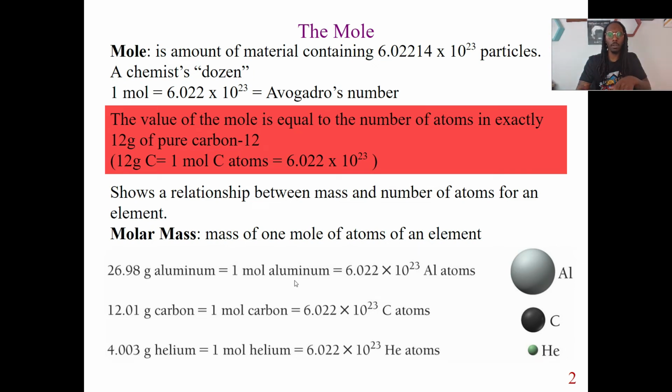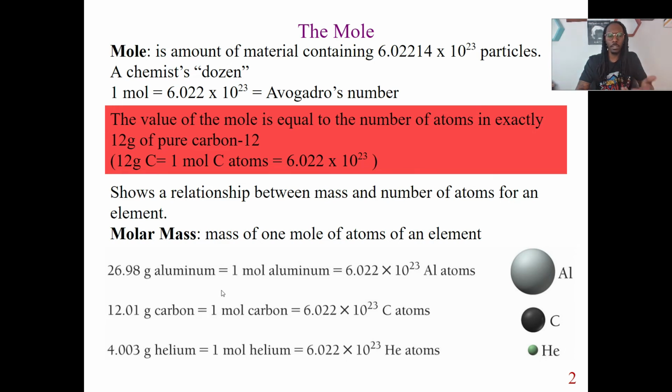So 1 mole of aluminum is 26.98 grams of aluminum. And guess where we see this number? The atomic mass number. We can see this on the periodic table. Same thing with carbon: 12 grams of carbon is the mass of 1 mole of carbon. And if we look at helium on our periodic table, 4 grams of helium equals 1 mole of helium.